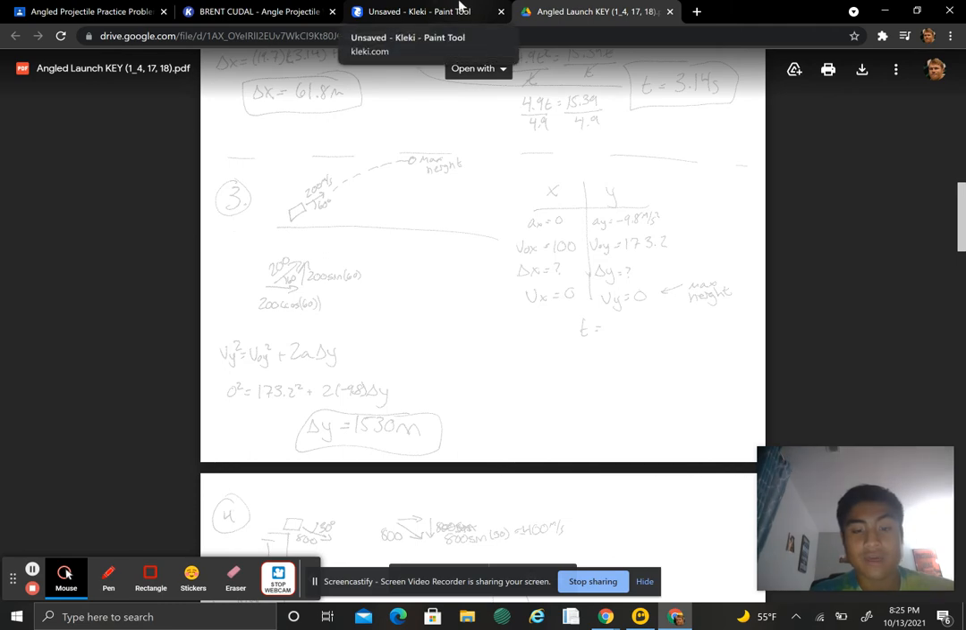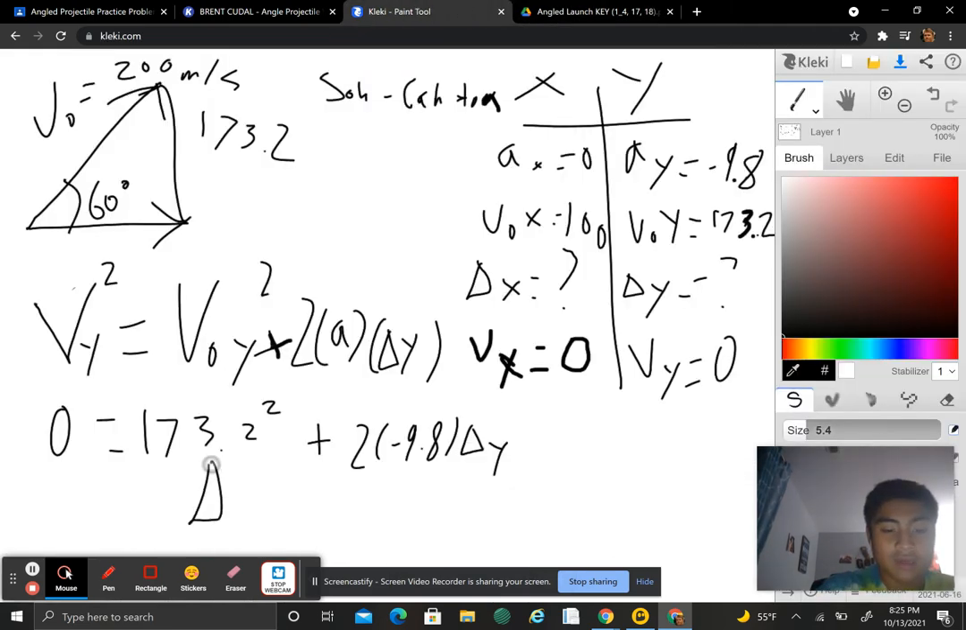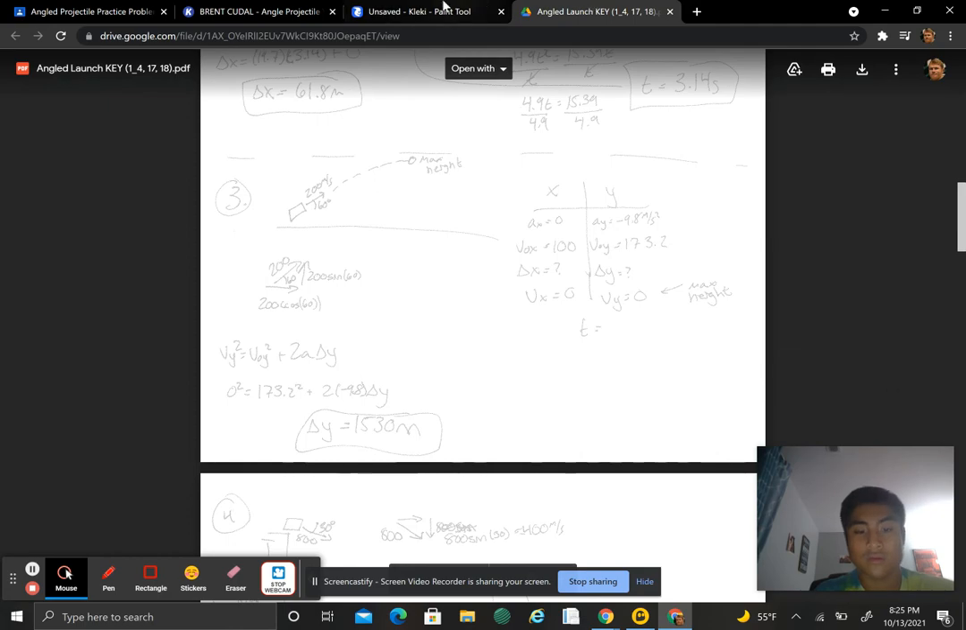And if you solve that, I think you guys can handle going through that. You guys are smart people. I'm not going to waste your time going through the steps to do that. You should end up getting, though, for delta y and our answer for maximum height, 1,530 meters.